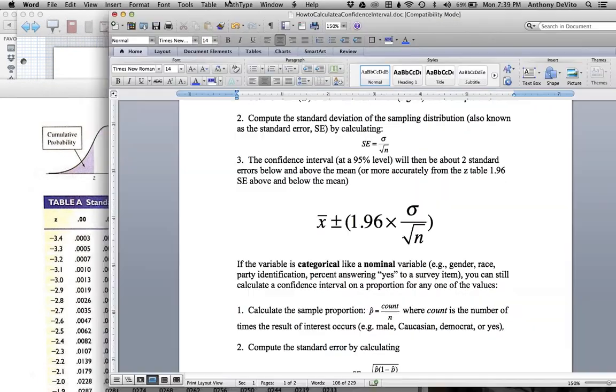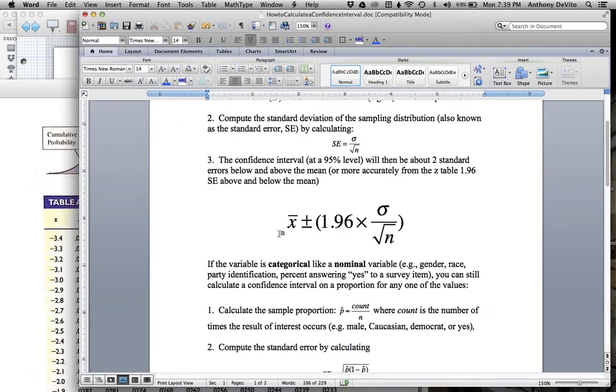Okay, so it's simple enough. We're going to calculate the mean for the sample plus or minus 1.96 for what confidence interval? The 95% confidence interval. 1.96 times the standard error, which is calculated as the standard deviation of the population divided by the square root of the sample size.